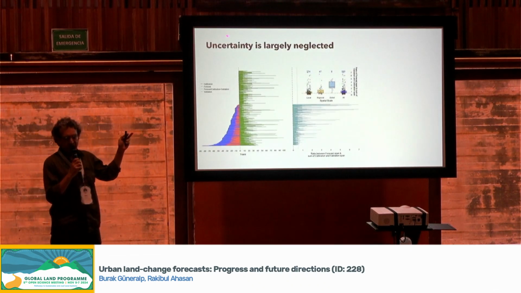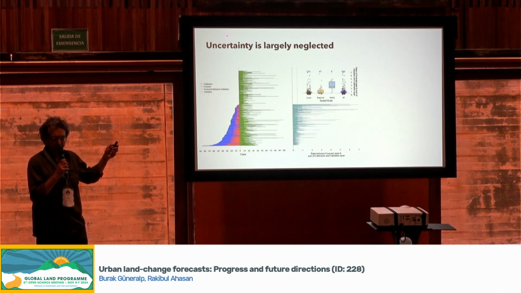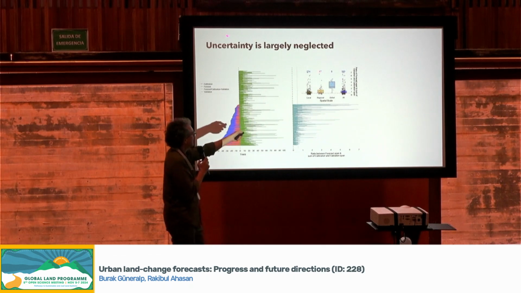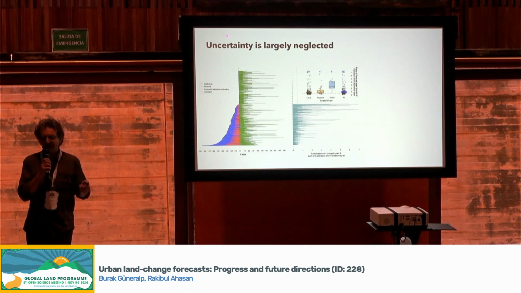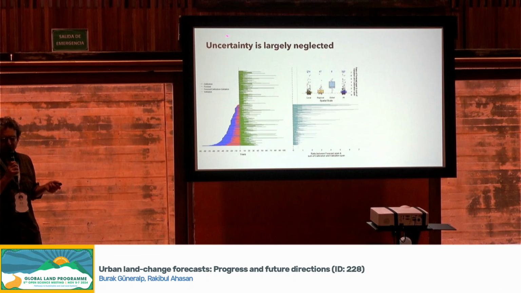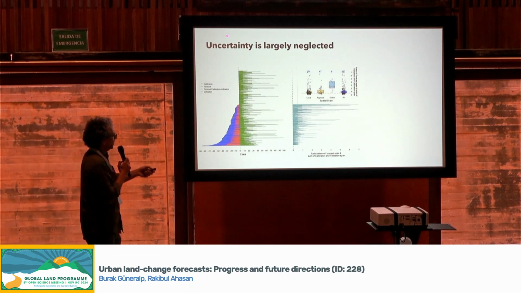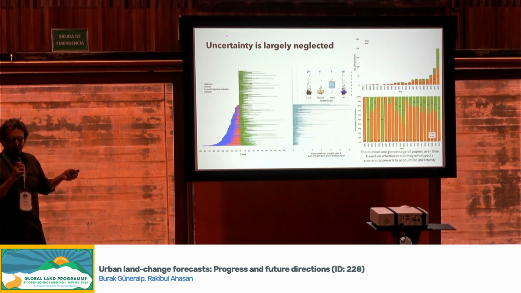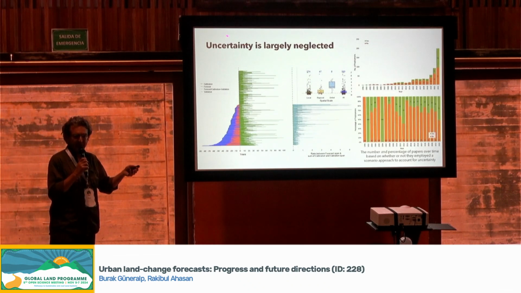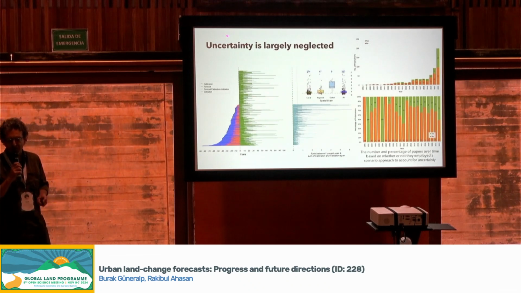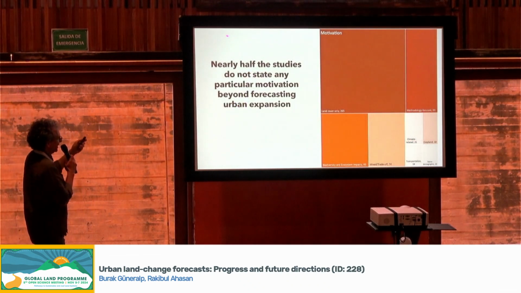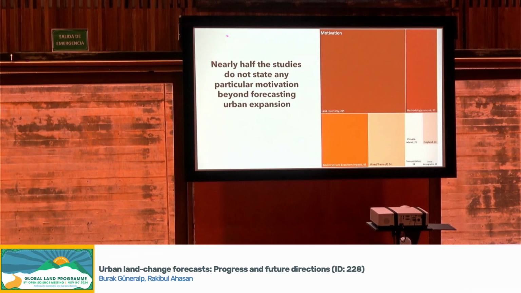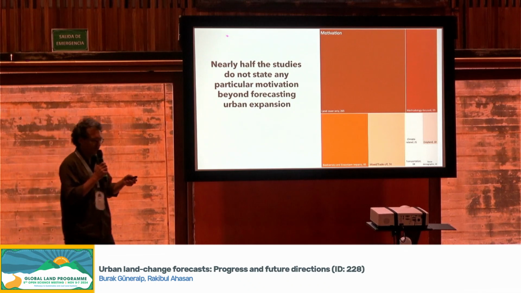For nearly half of the forecasts, no calibration validation interval was reported. For those that were reported, the forecast interval is typically several times longer than the calibration and validation interval. However, we also found that scenario analysis has been picked up as at least a way to partially capture the uncertainty in the forecasts. And finally, nearly half of the studies do not state any particular motivation beyond just an accounting of different land covers and how they change.